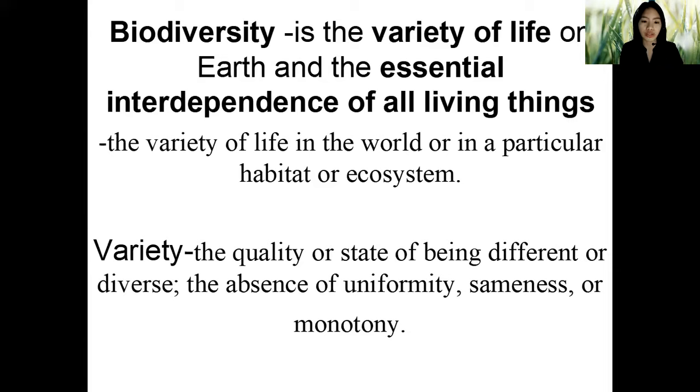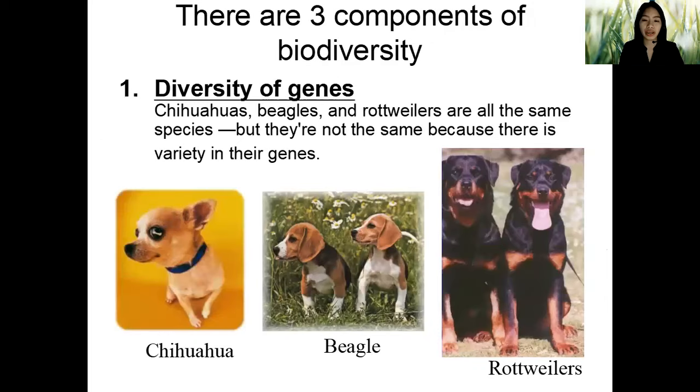So for example, with palay, there are different varieties of rice, di ba? May mga dinurado, hasmi, silandomeng, etc. So that is variety, the quality or state of being different or diverse. So let's talk about the three components of biodiversity.